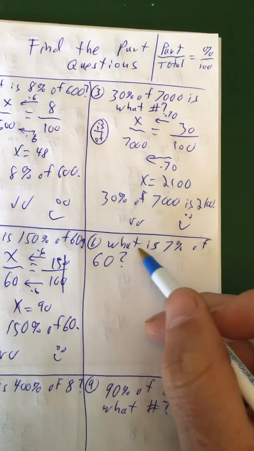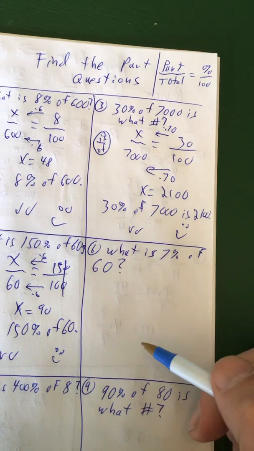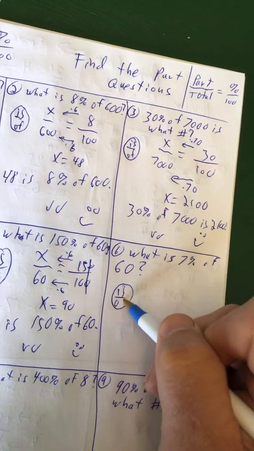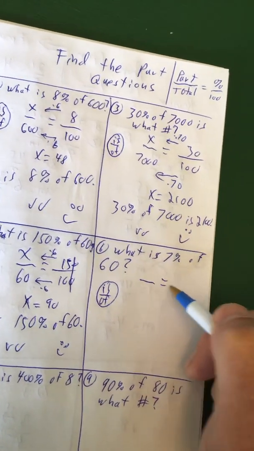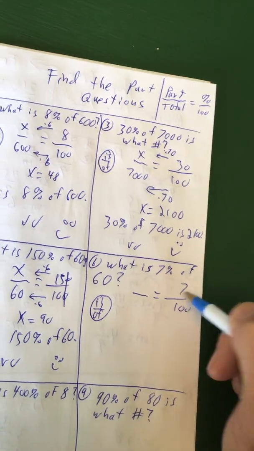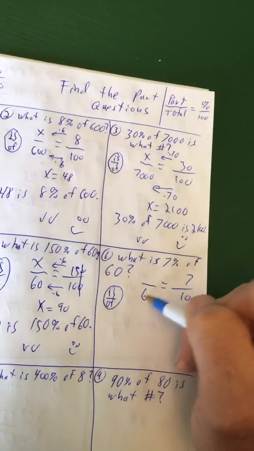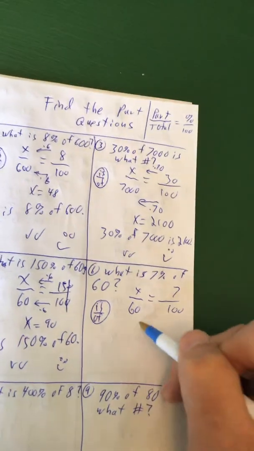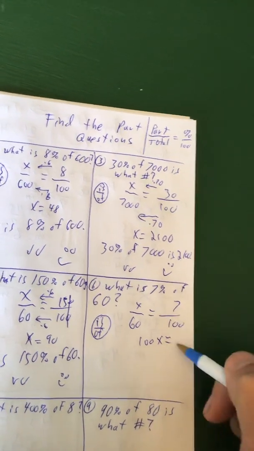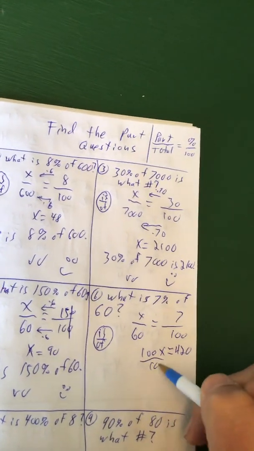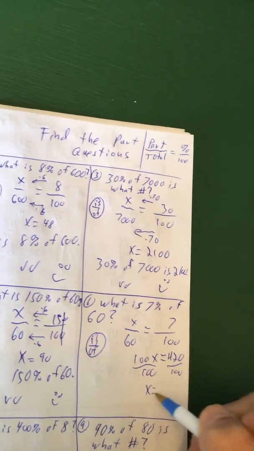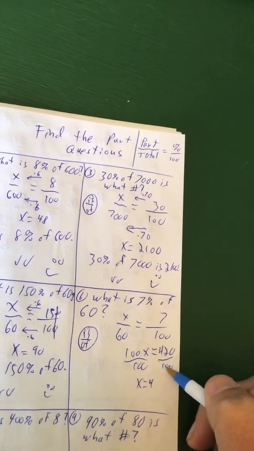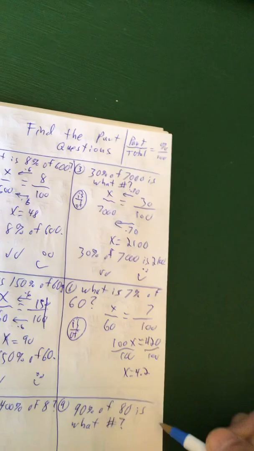Number 6 here. What is 7% of 60? So copy and go, hit pause. Here's is over of. The percent always goes over 100. Here's my 60. Okay, now this time, I can't reduce, I can't weasel. I'm going to do crisscross. Do door number 3. 100x equals 420. Divide by 100. Divide by 100. X equals, you just move it over 2. That's 400 divided by 100 is 4. This is 4.2.